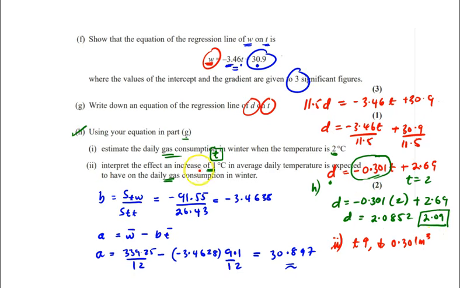So this is the interpretation of the gradient. That's what they're looking for over here: if you have an increase of 1 unit in the temperature, what's going to be the effect on the consumption? The effect on consumption is going to go down by 0.301 meters cubed. That's the volume of the consumption that's going to go down. So for this one, you just say that the consumption will decrease by 0.301. All right, that's question 3 is done.